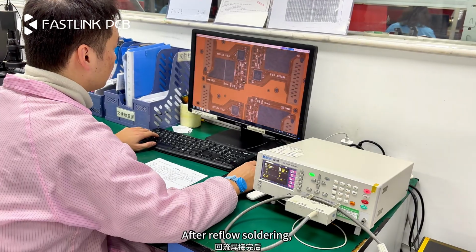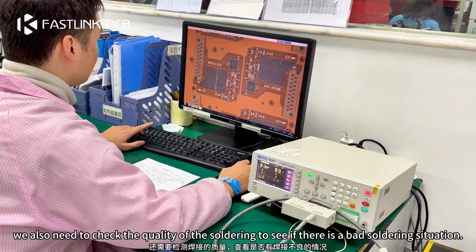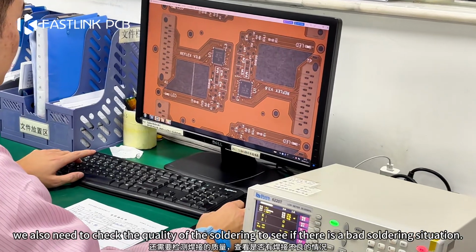After reflow soldering, we also need to check the quality of the soldering to see if there is a bad soldering situation.